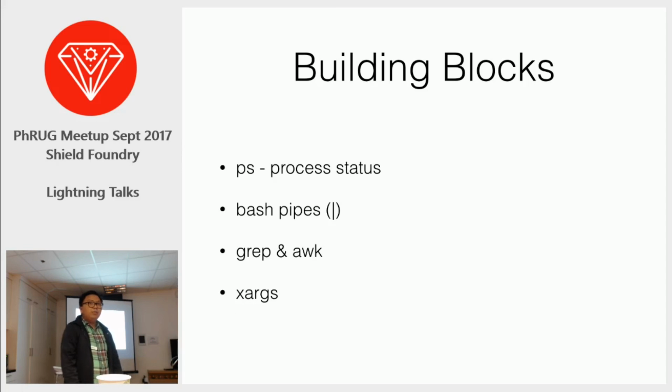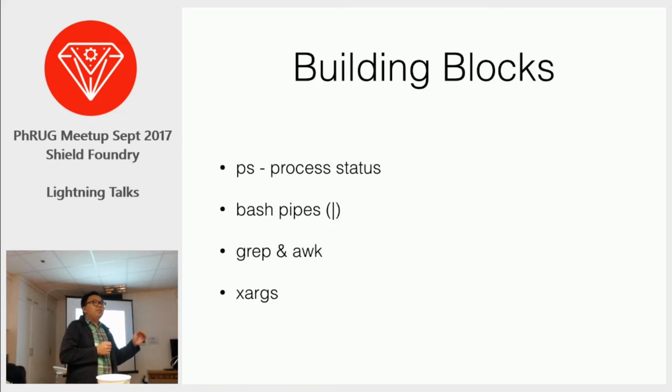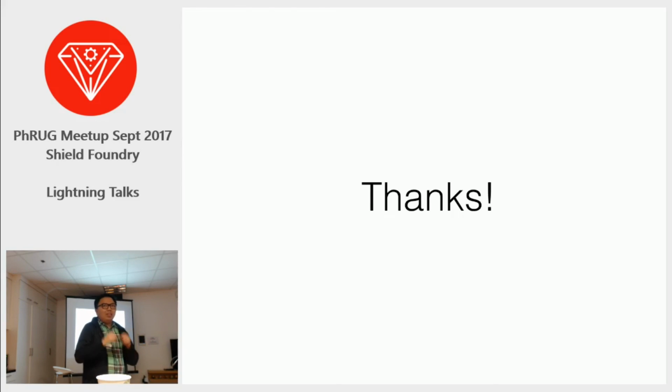All right, so most of these commands are just building blocks: ps, bash pipes, grep. Actually, it's even possible to not use grep. There is a blog post called "You Don't Need Grep," something like that. You could just use awk. There's a lot of things that you could improve on this. xargs basically executes whatever command with the arguments at the end. Rails scripts: kill Spring to kill all Spring processes, renice Rails to make Rails nicer to you, and the Robocop pre-commit hook. Any questions? Thank you.